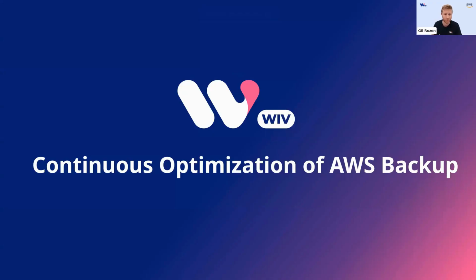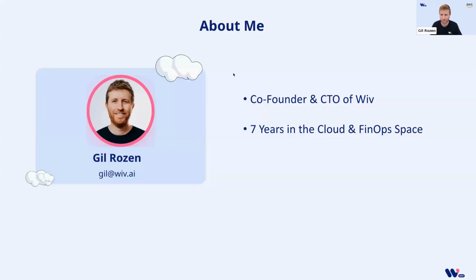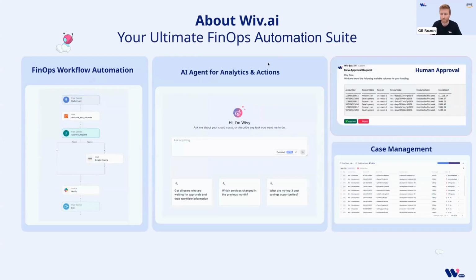So, as you mentioned, Savi, I want to touch on the last word, continuously. I want to focus on how you do continuous optimization of AWS Backup. As mentioned, my name is Gil. I'm the co-founder and CTO of Wiv. I'm 7 years in the cloud and FinOps space. And just before we dive in, I want to give a short brief of what Wiv is. So we see Wiv as the ultimate FinOps automation suite.